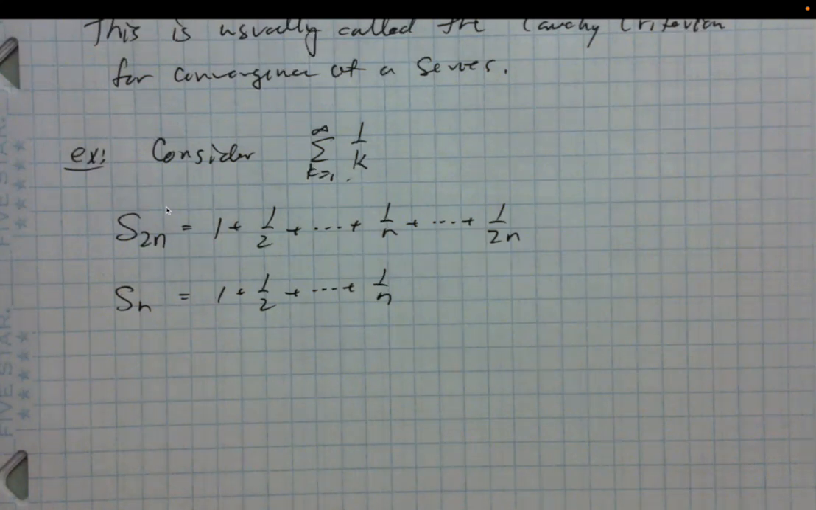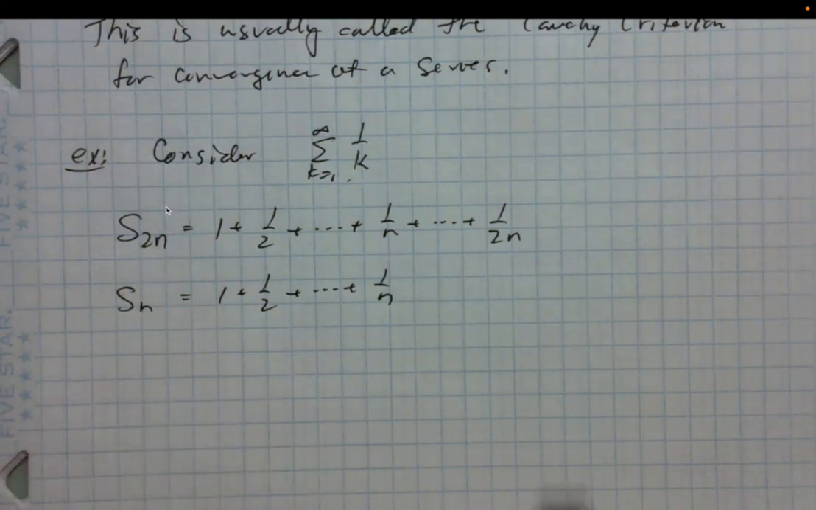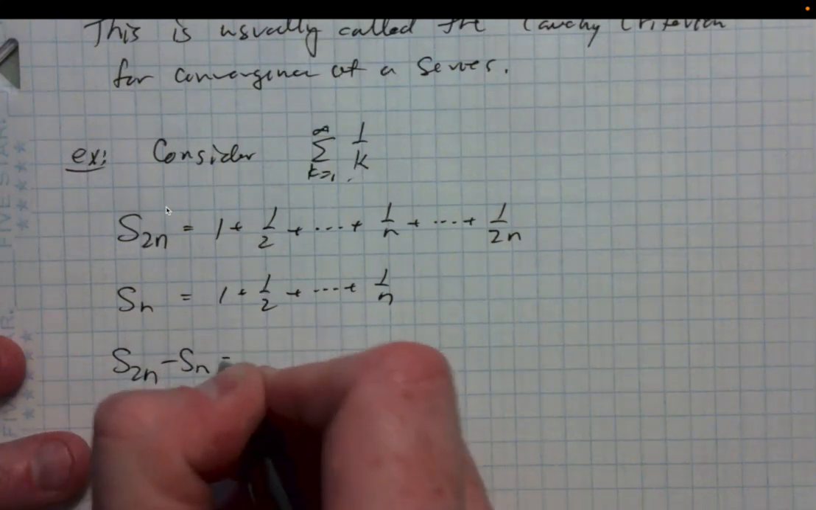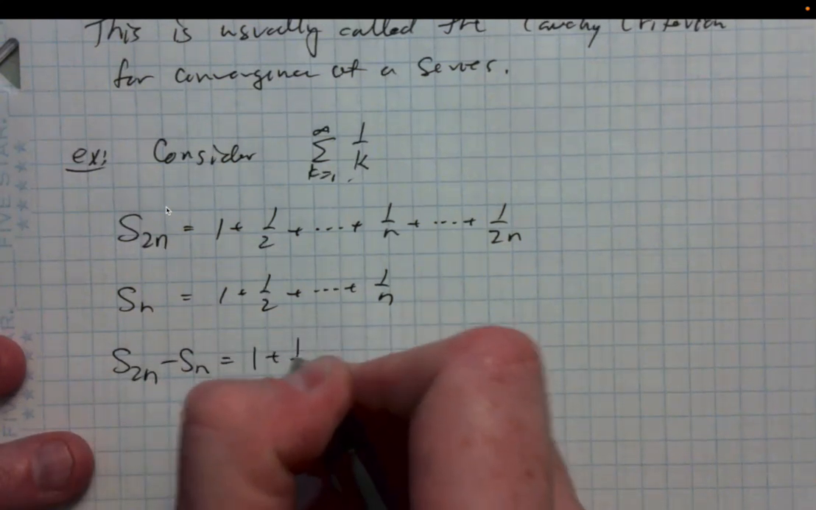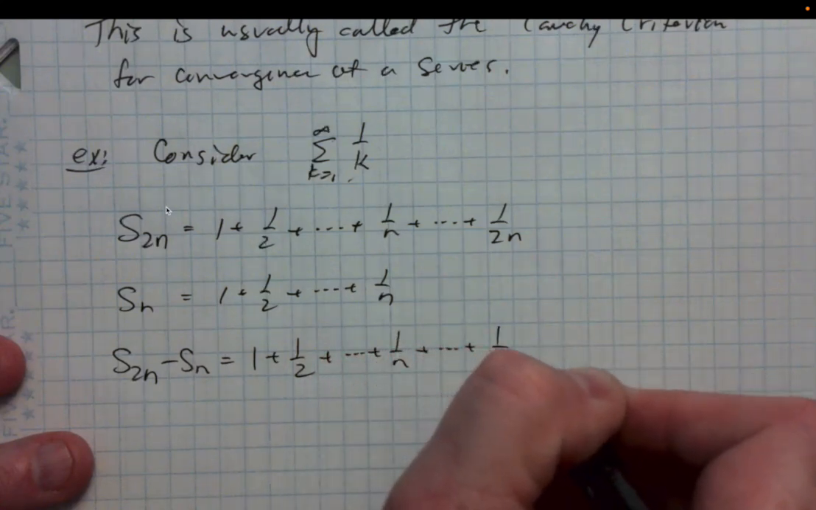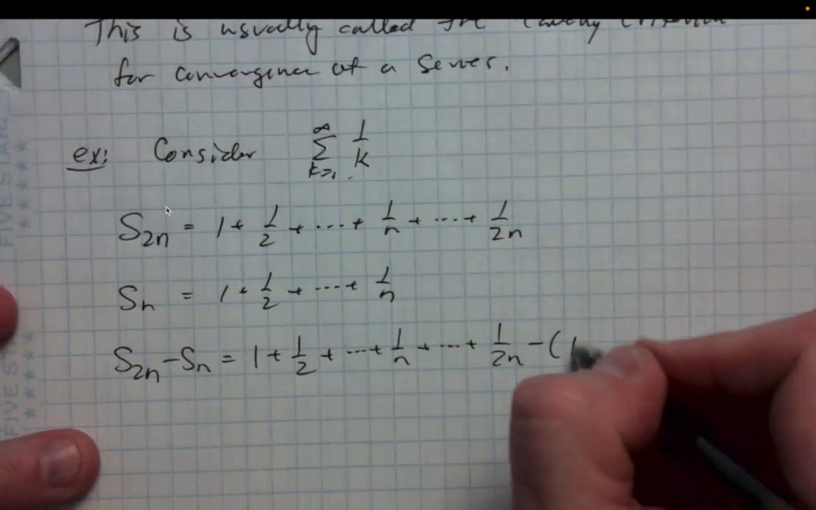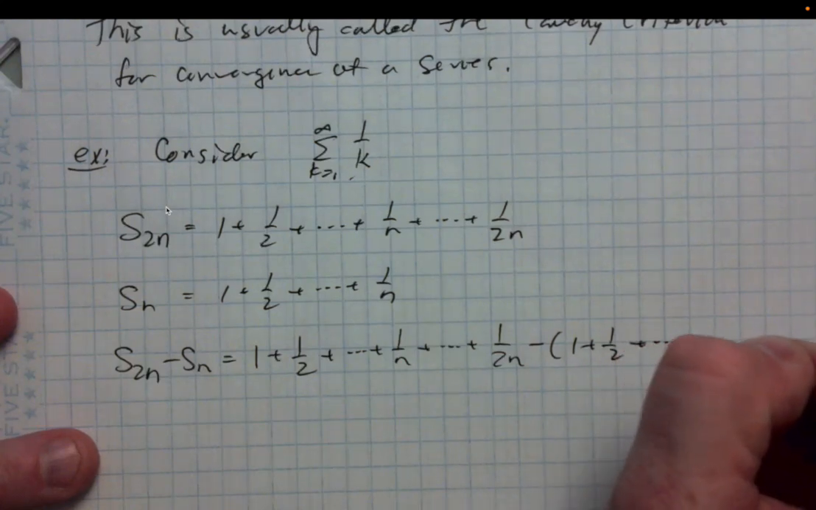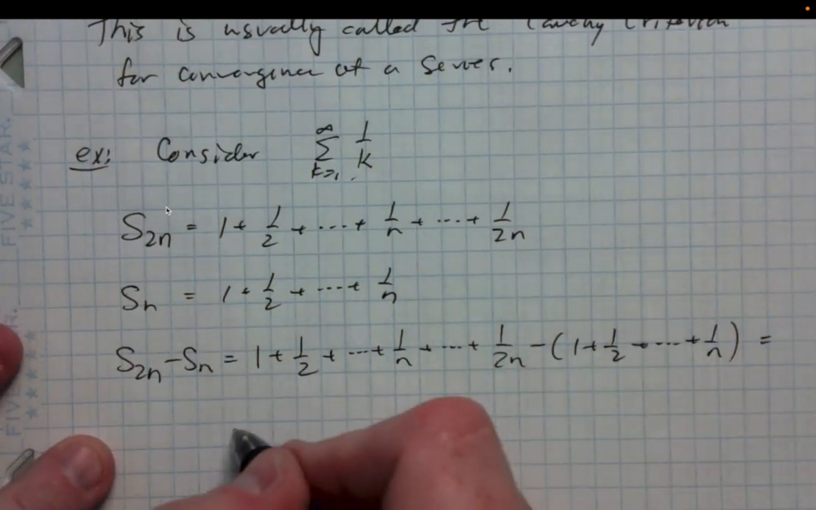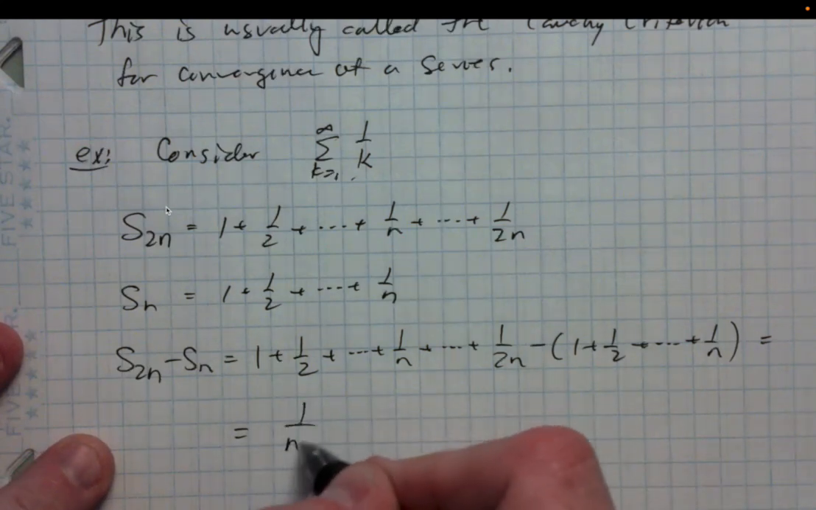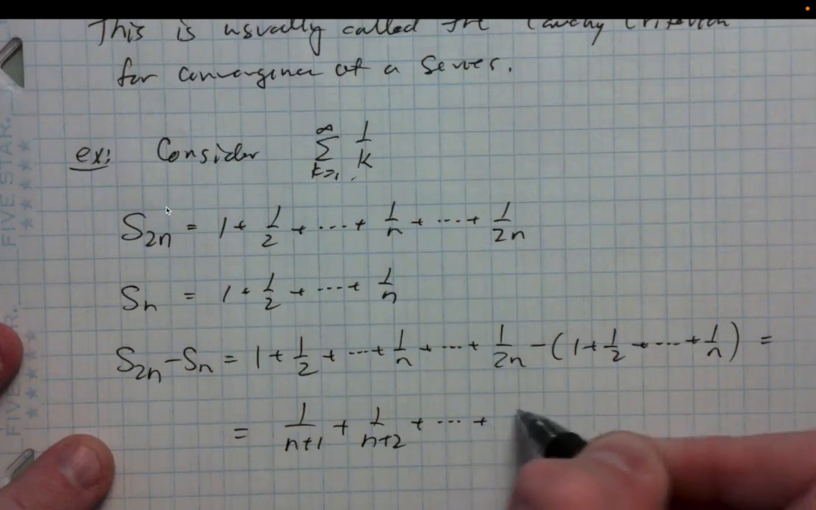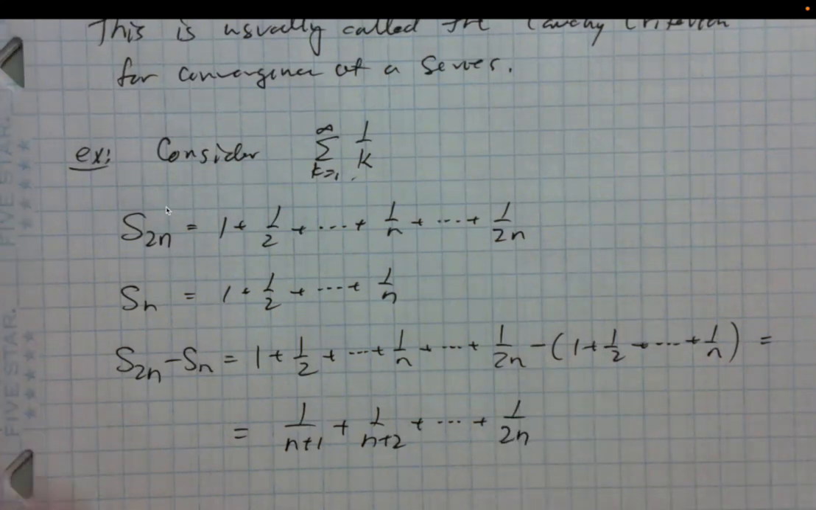Okay, now if I subtract s of n from s of 2n, then I get s of 2n minus s of n equals 1 plus 1 half plus dot dot dot plus 1 over n plus dot dot dot plus 1 over 2n, minus 1 plus 1 half plus dot dot dot plus 1 over n. Right, and as before, everything cancels out except for 1 over n plus 1 plus 1 over n plus 2 plus dot dot dot plus 1 over 2n.